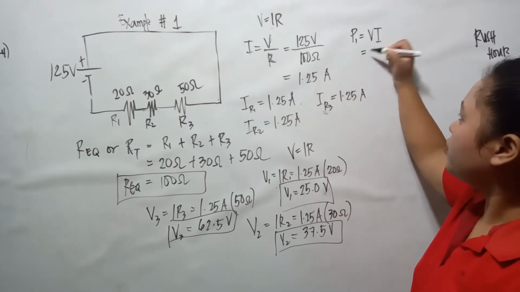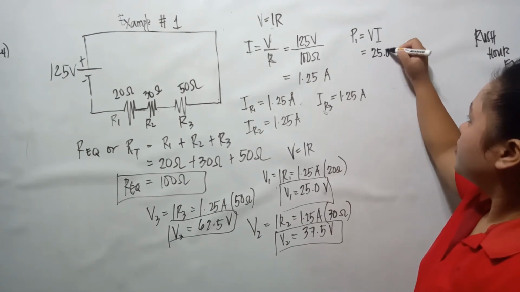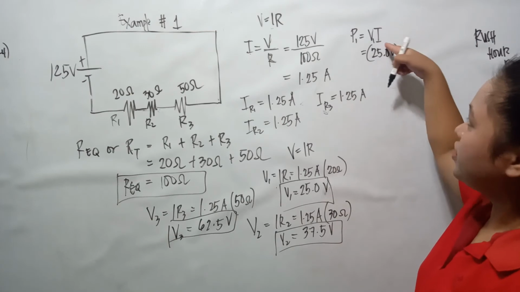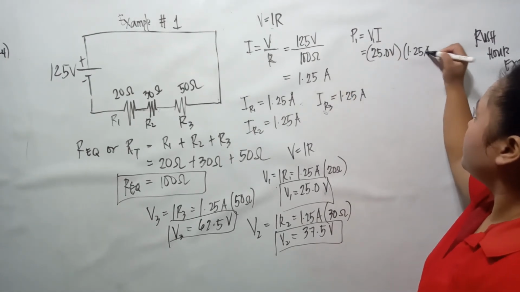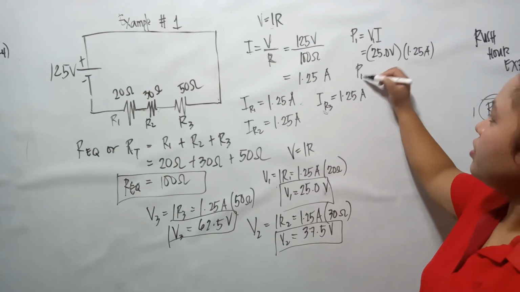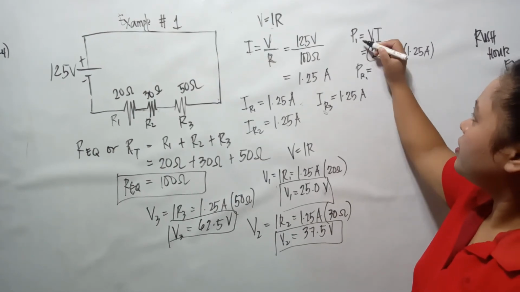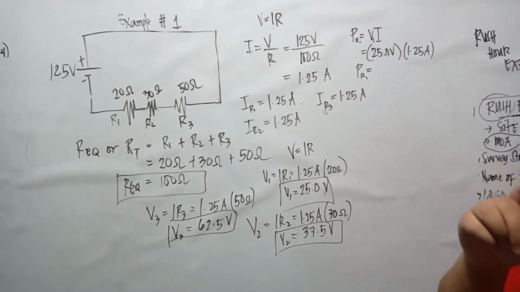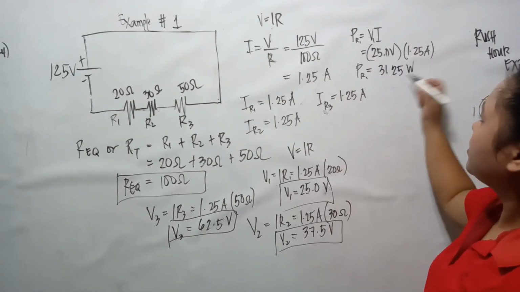So for P1, we have the voltage drop of 25 volts multiplied by the current, which is 1.25 amperes. So the power at resistor 1 is equal to 31.25 watts.